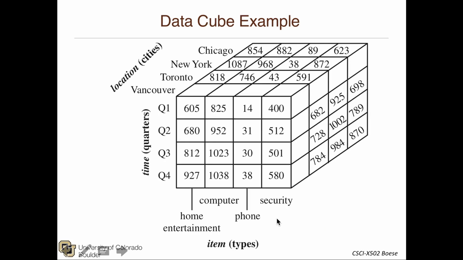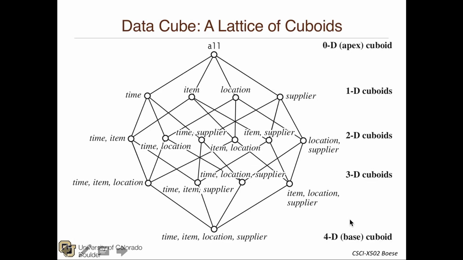So here's a data cube example where we have location of two Canadian cities, Vancouver and Toronto, New York and Chicago in the US, and then the quarters of the year, Q1 through Q4, and then four different types of items being sold: home entertainment, computer, phone, security. We can look at all these data points, and if we were to grab the 30 here, this would be Q3 in Vancouver for a phone item. And of course, you can go grab whatever particular spot you are looking for.